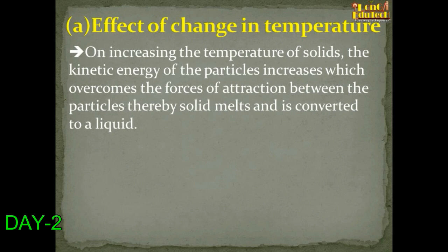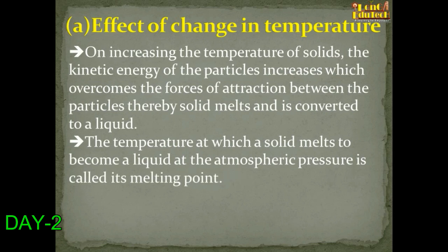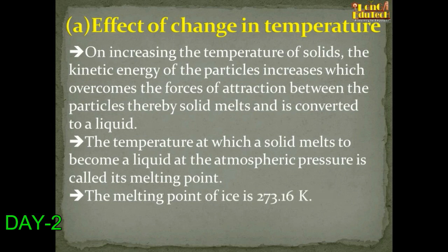So here, the temperature at which a solid melts to become a liquid at atmospheric pressure is called its melting point. The melting point of ice is 0 degrees Celsius. We can say at 0 degrees Celsius it freezes, and at 0 degrees Celsius it also melts. The melting point of ice is 273.16 Kelvin, which is 0 degrees Celsius in the Celsius scale.